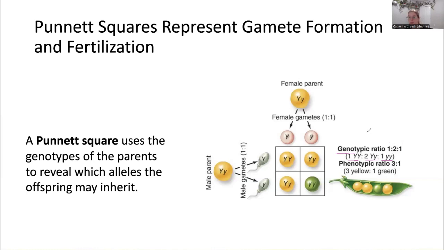We could also do this in percentages. 25% homozygous dominant, 50% heterozygous, 25% homozygous recessive. Then we can look at the phenotypic outcome. The phenotype is what you look like based on your alleles, but not what your alleles are. So your phenotype is that we have 75% that are yellow seeds and 25% that are green seeds. So we have 2 different ways to talk about our outcomes.